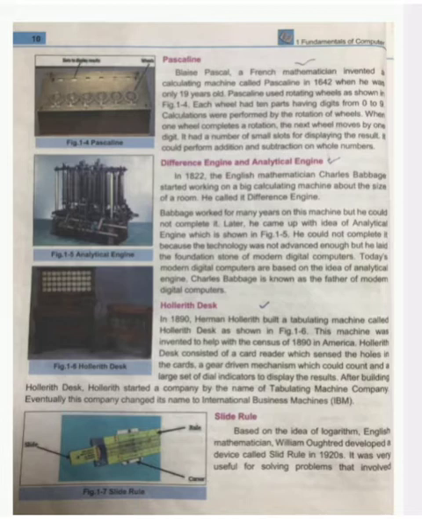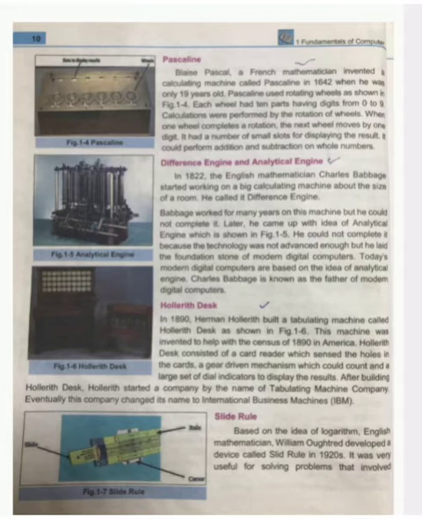So next one is the Hollerith Dex. In 1890, Herman Hollerith built a tabulating machine called the Hollerith Dex. The machine was invented to help with the census of 1890 in America.